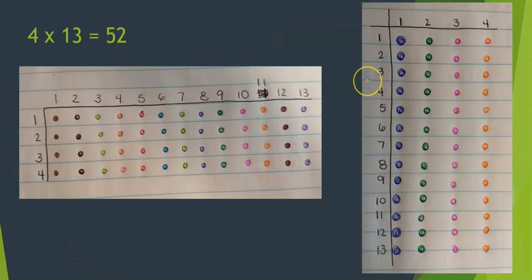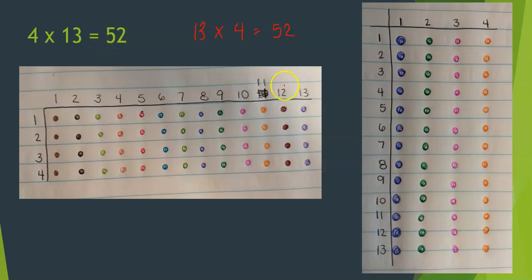Okay, here's a graphic representation of this problem. So 4 times 13 equals 52 is also the same thing as writing 13 times 4 equals 52. In multiplication, I can do it either way. I can write the problem both ways. It means the same thing.